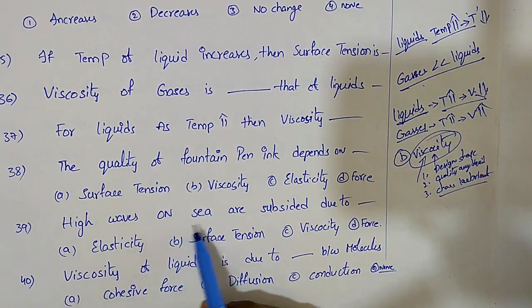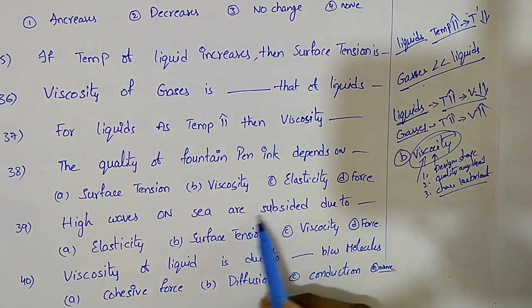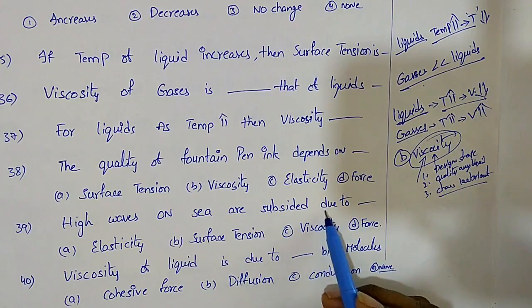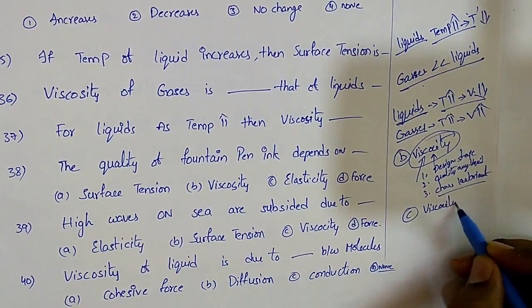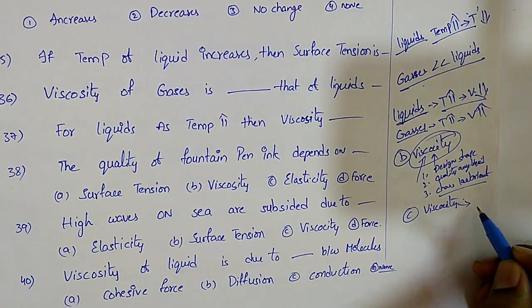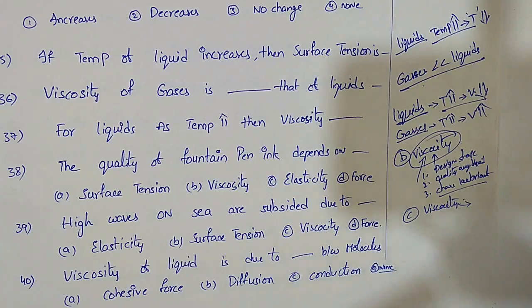And high waves on sea are subsided due to viscosity. It is the opposition to the motion of water in the sea, the water waves. So that's why, due to this viscosity, the high waves on the sea are subsided.